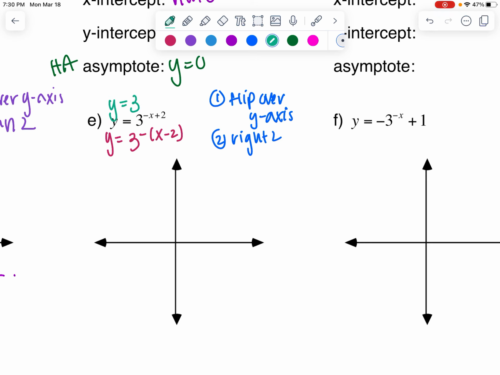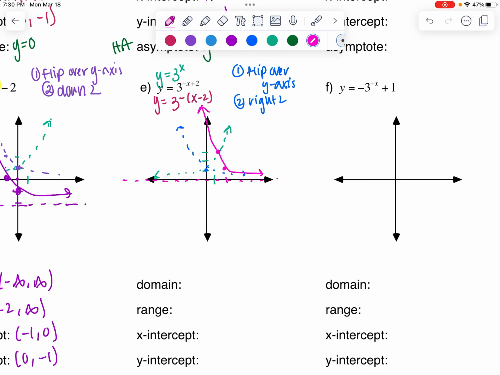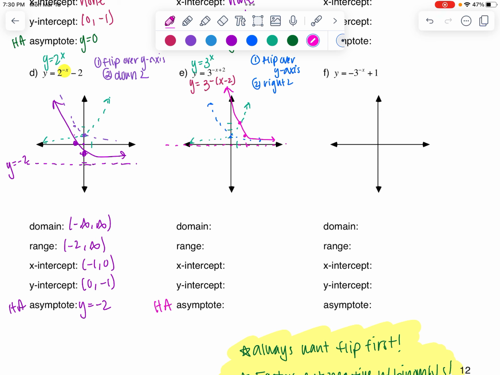So now our parent function is really 3 to the x power. So this is our parent function. I'm going to go ahead and flip over the y-axis first, looking like that. And then I'm going to take it to the right 2. And this is what it looks like. We do not have any transformations going up or down, so we do still have a horizontal asymptote at y is equal to 0. Our domain is still -infinity to infinity. Range is still 0 to infinity.